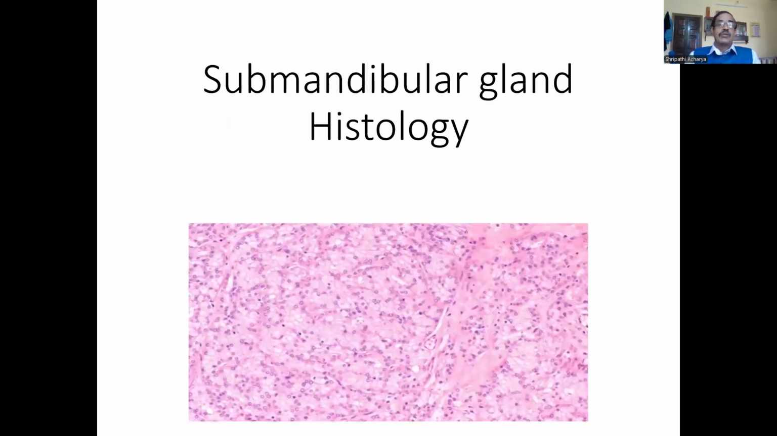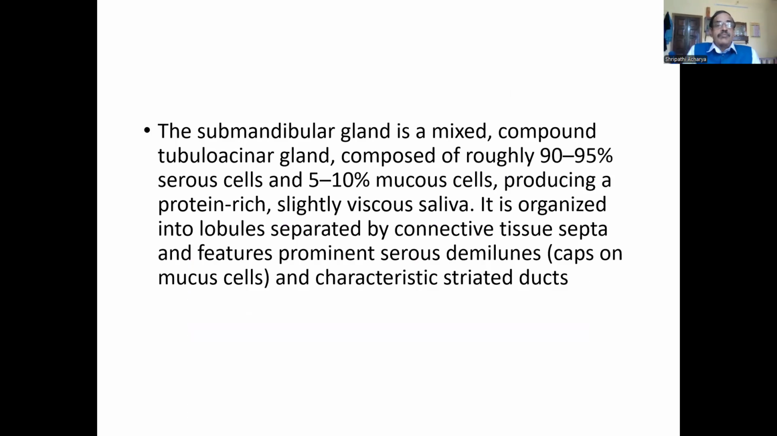Next comes the submandibular gland. The submandibular gland is a mixed compound tubuloacinar gland composed of roughly 90 to 95% serous cells and 5 to 10% mucous cells, producing a protein-rich, slightly viscous saliva. It is organized into lobules separated by connective tissue septa and features prominent serous demilunes, caps on mucous cells, and characteristic striated ducts.